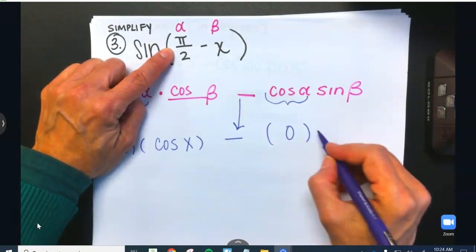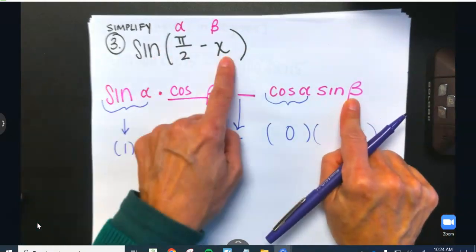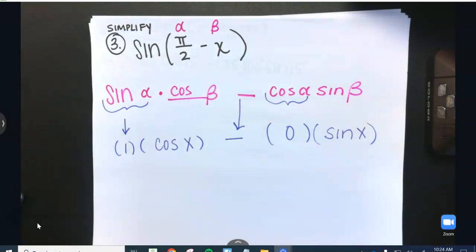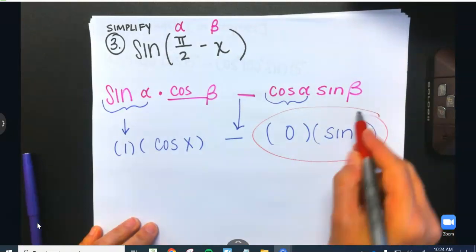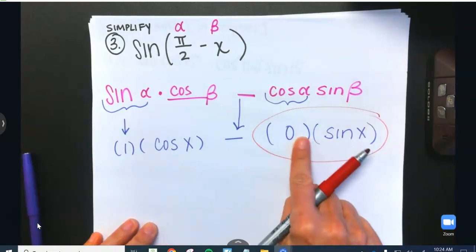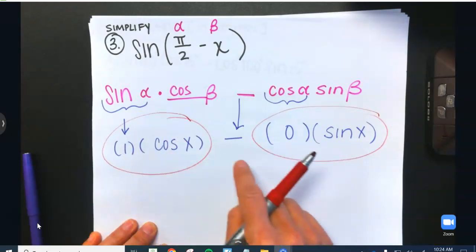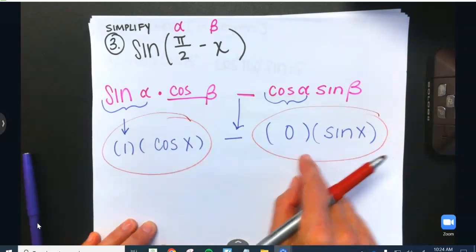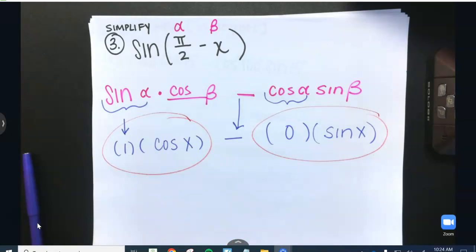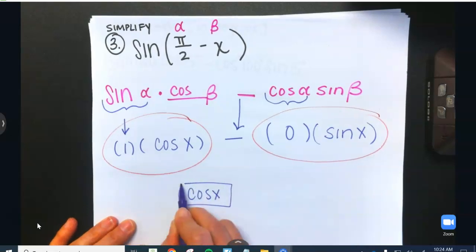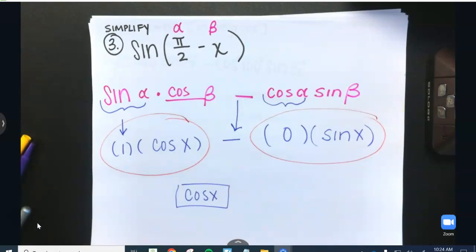Good. Times sine beta. Oh, that's an x. So again, all you can do is write that. That gets wiped out completely. 1 times cosine x minus 0. This is just cosine x. This simplifies to just cosine x. Any questions on that?